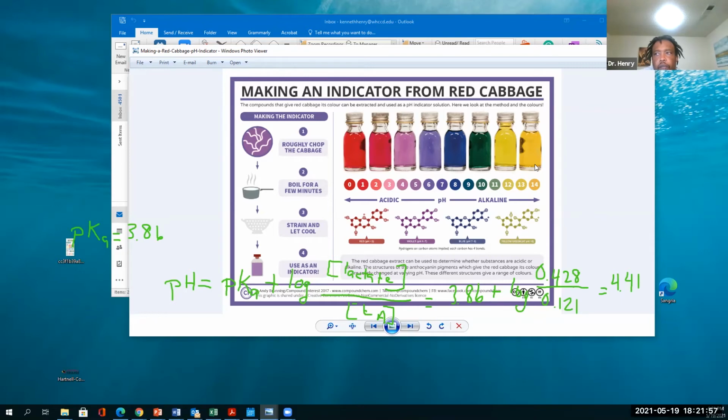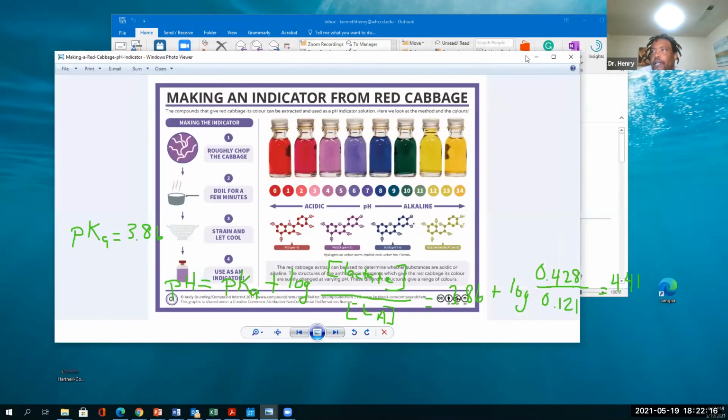Okay, so if you guys ever get an opportunity and you want to play with pHs or anything like that, take some red cabbage, boil it for a few minutes, strain it, and then you basically have your indicator. So that extract was supposed to do that. However, that extract was a knockoff. I believe it was beet and not red cabbage.